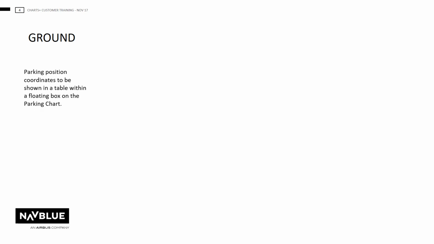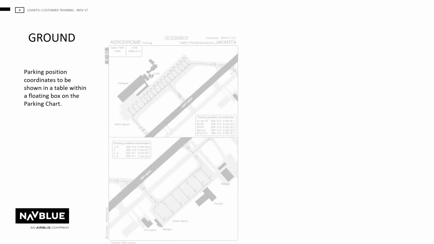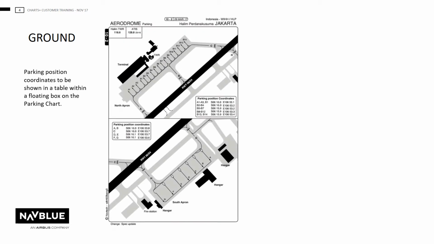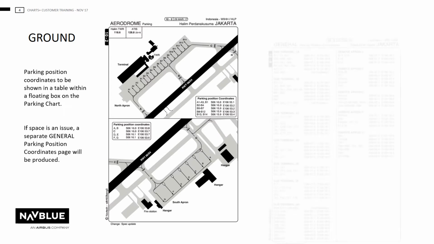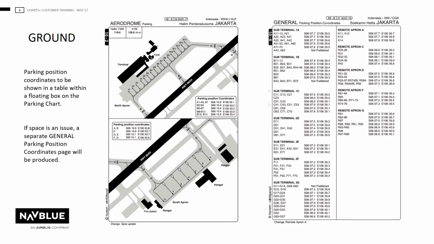Parking coordinates are to be shown on the chart in a separate floating box. If space is an issue, then a separate general or ground page can be produced with the subheadings Parking Position Coordinates.